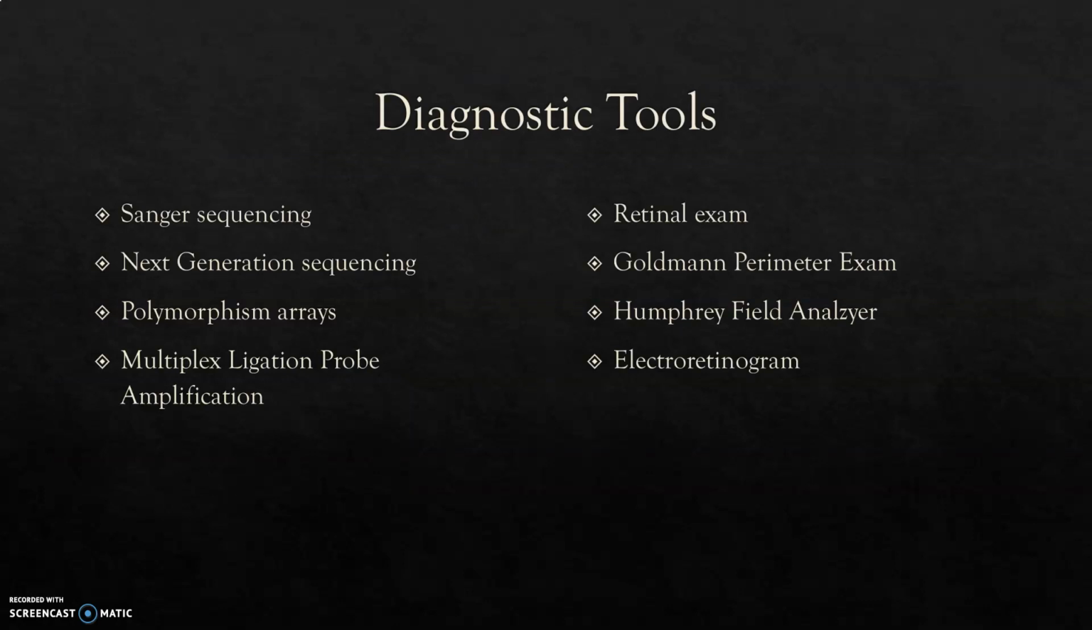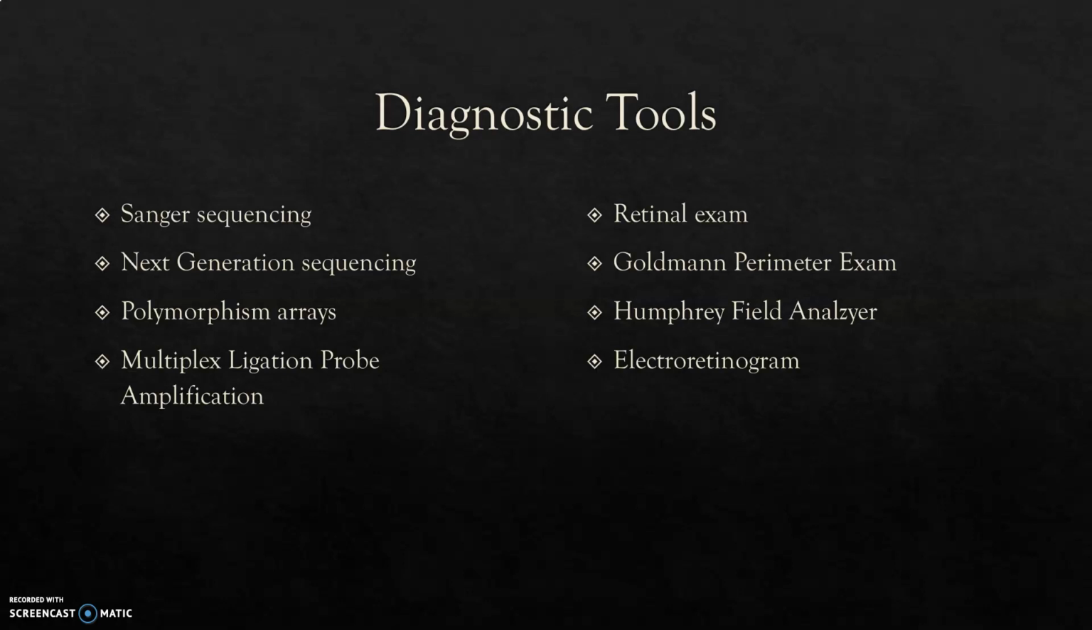There are a few diagnostic tools that scientists use to determine if one person has retinitis pigmentosa. The main thing they do is sequence the DNA, and they use Sanger sequencing, next generation sequencing, polymorphism arrays, multiplex ligation probe amplifications to determine where and what gene and mutation is in their DNA. In person, an ophthalmologist can do a retinal exam, and during this retinal exam, they'll look for bone spicule pigment deposits and the reduction of the retinal vesicle.